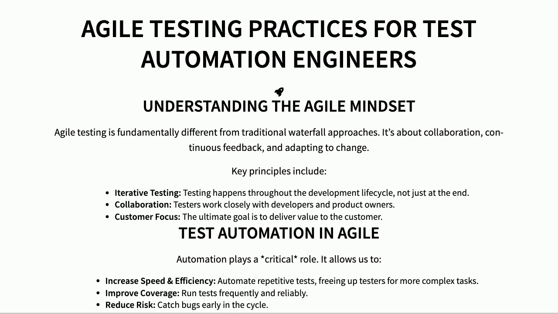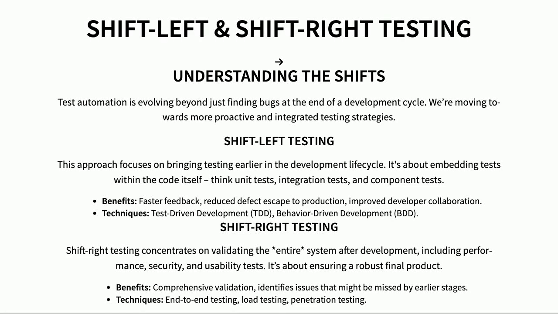Techniques like test-driven development and behavior-driven development are really important for ensuring everyone's on the same page and delivering features that meet customer needs. Okay, let's talk about how we're changing the game with test automation. We're moving beyond just finding bugs at the end, it's all about being proactive. Shift left means bringing testing earlier into the development process, embedding tests right within your code. This gives you faster feedback and makes collaboration between developers and testers much smoother.